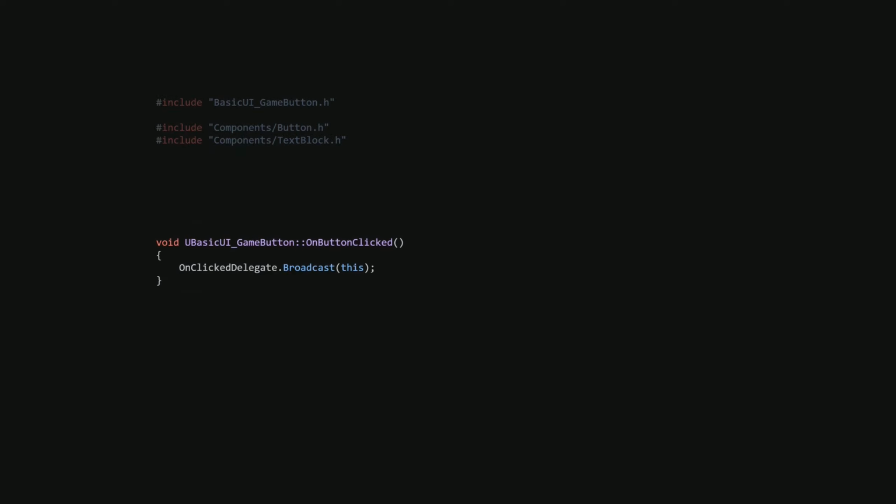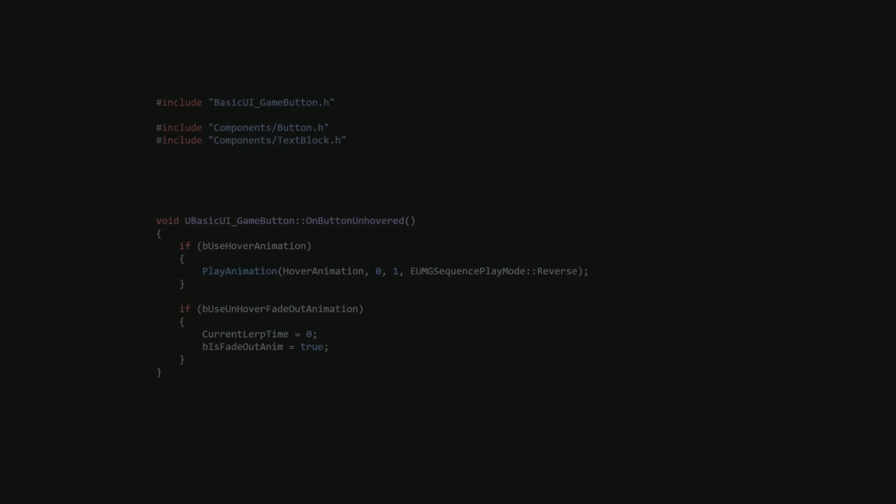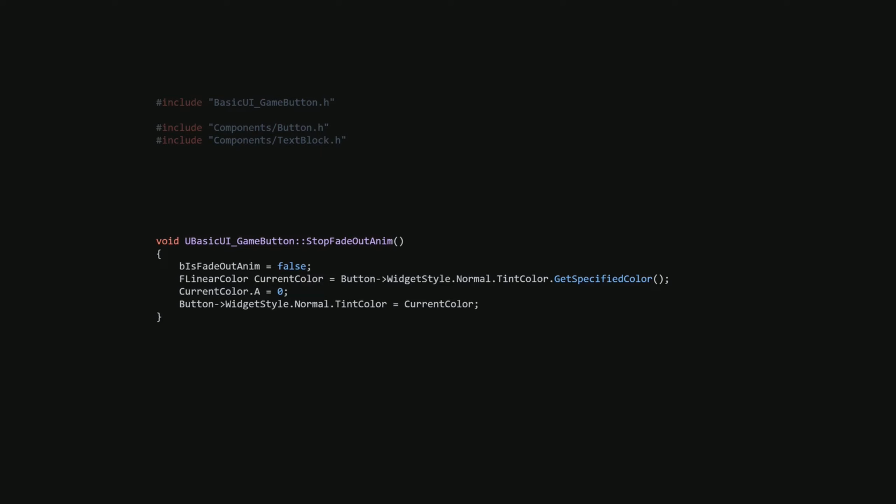Then we have the OnButtonClicked method. It is simply used for broadcasting our custom delegate. The next one is used for playing the hover animation and stopping any ongoing fade out animation. We have to stop it for consistency and a better look. Afterwards, we have the OnButtonUnhovered method, which we use for playing the hover animation but in reverse mode, and we set fade out params to start here. At last, we got the StopFadeOutAnim method, where we reset fade out params.